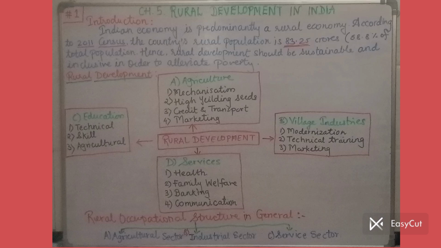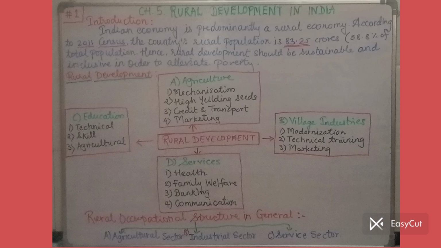More marketing strategies. Then comes the next area, that is education. In education, technical education should be provided, particularly skill education for getting good jobs. Also agricultural education should be provided, and special agricultural universities should be set up in order to provide agricultural education. Thus, there is a way by which we may give more and more skills to the rural population, to the rural youth, in order to get good employment opportunities.